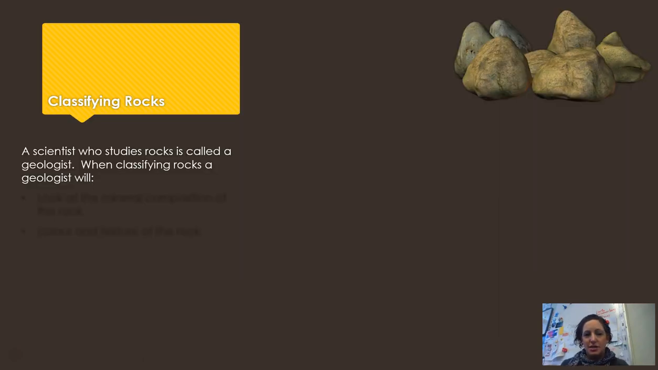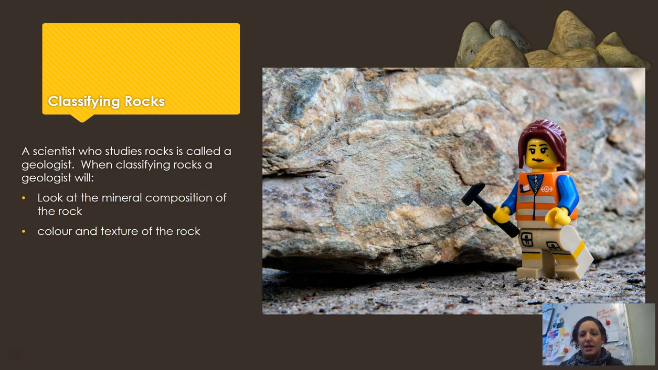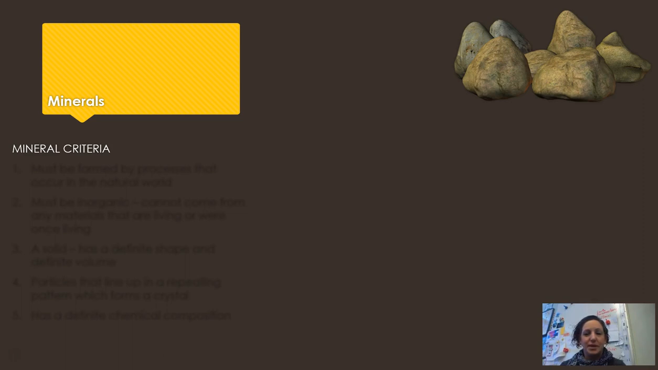So a scientist who studies rocks is called a geologist, and when classifying rocks, a geologist will look at the mineral composition of the rocks and look at the colour and the texture of the rocks. So there's 5 criteria for a mineral.